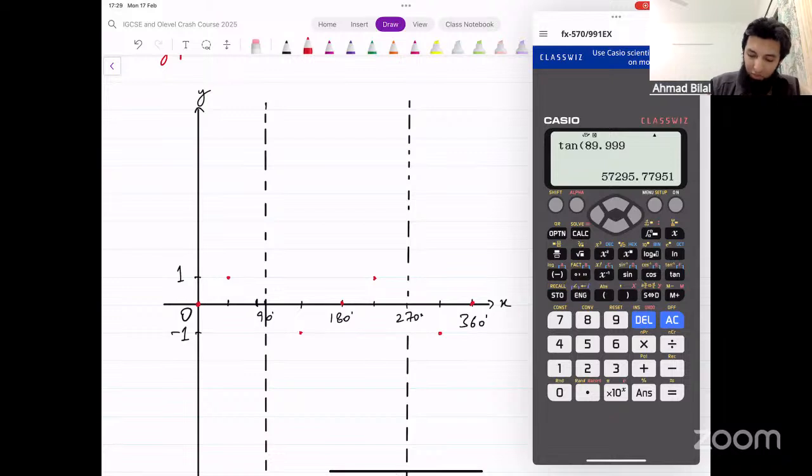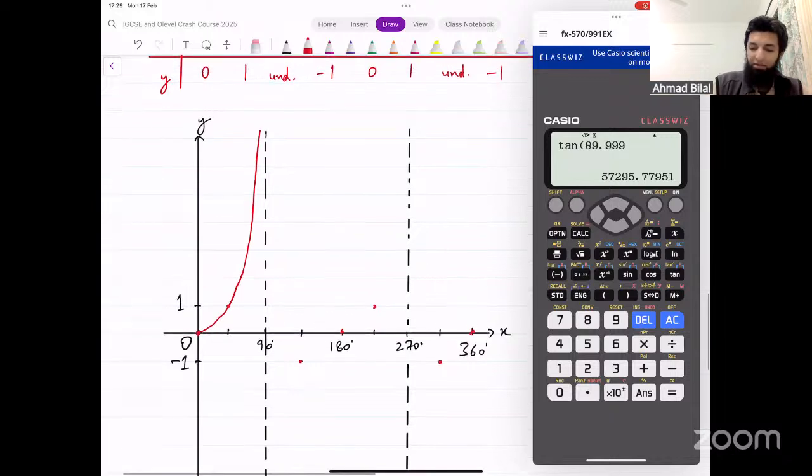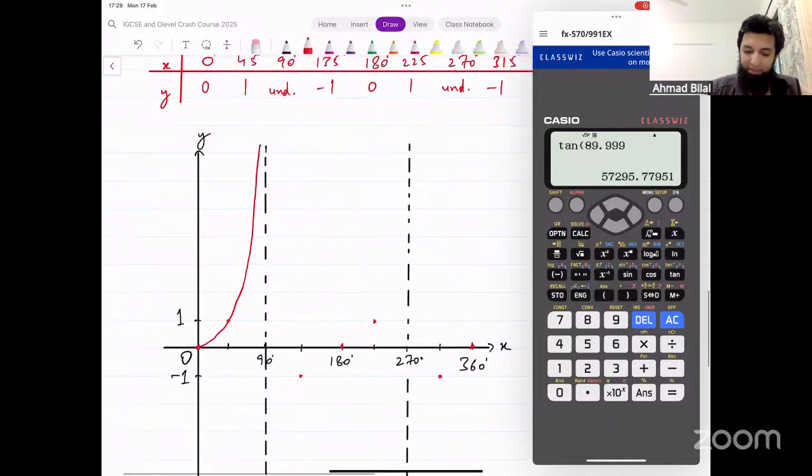as you get closer to 90, the graph is going to go in the upwards direction in this case, and it's going to look like this. You start from 0, you go to 1, and then the graph goes like this. The graph goes like this as it gets closer to 90, such that it keeps getting closer and closer to this vertical line, but never actually meets that line.